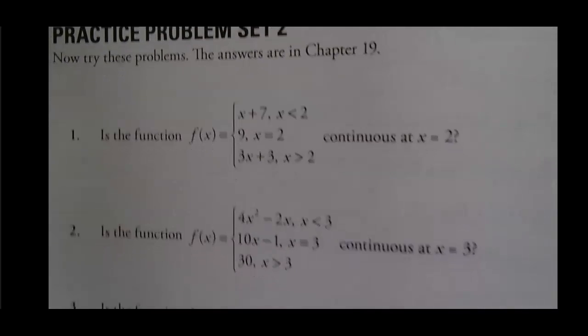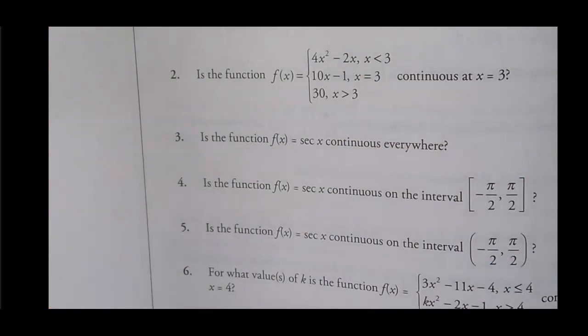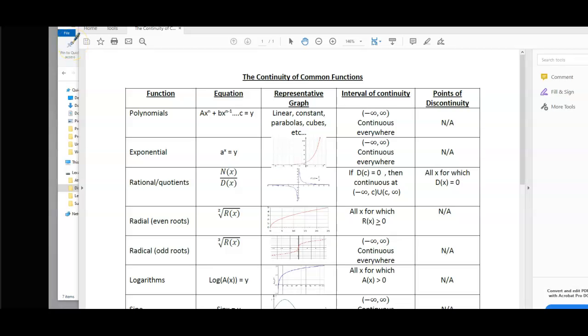Let's go ahead and scroll down here to the number 3, though. Number 3 is asking us, is the function secant of x continuous everywhere? Now for that, you're going to want to look at a sheet that I gave you guys a little while ago. This little worksheet I told you guys to put somewhere in the front of your notebooks because you'll need to look at it on occasion, and it's from our lesson 3.3. So if you want to look for it there, you can.